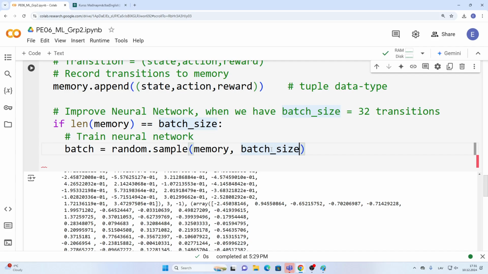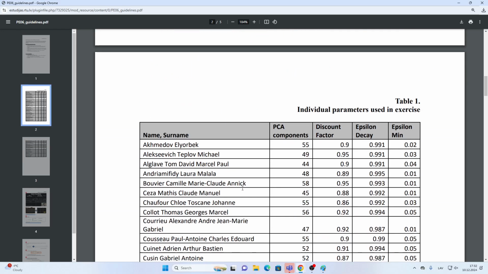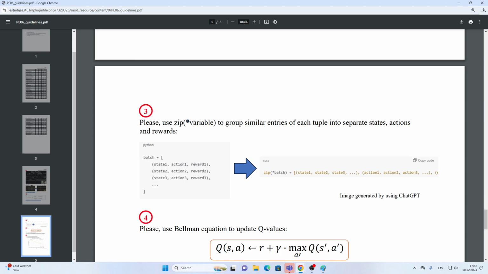Now, this is a tuple. As you can see, it's one object consisting of three components: one is the picture, another is the prediction, and another one is the reward. What we want to do now is split that into three separate columns. One column will be called state and contain only pictures, another only actions, the predictions, and another only rewards. For that, I have included extra material here. We are going to use the function zip with an asterisk.